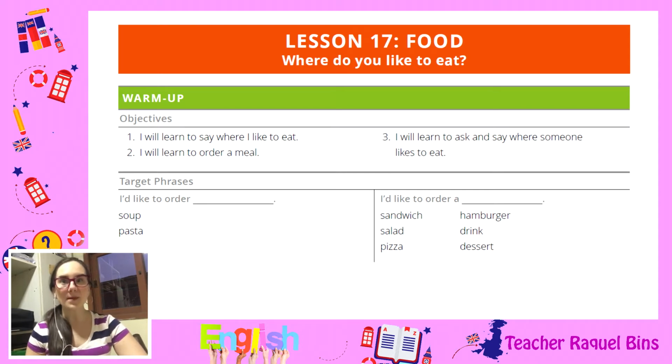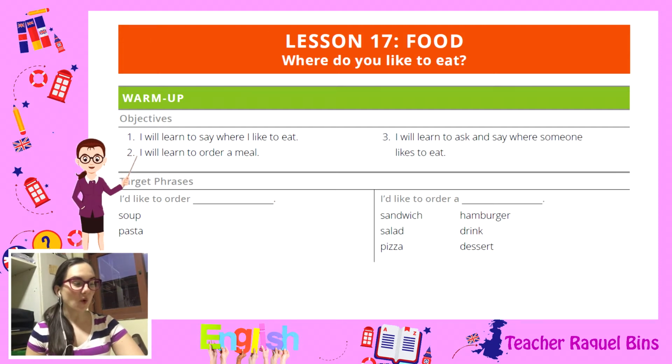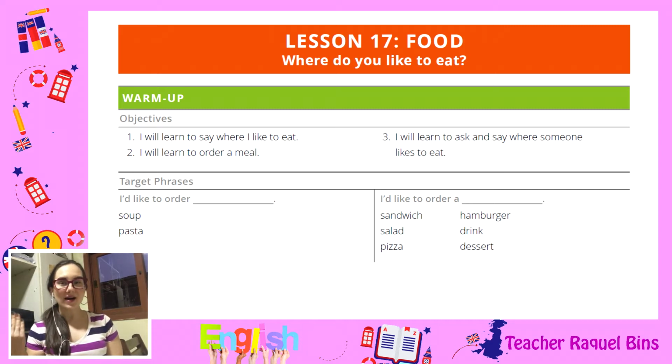Let's read the objectives of the class. Number 1. I will learn to say where I like to eat. Number 2. I will learn to order a meal. Number 3. I will learn to ask and say where someone likes to eat. So, number 1. I will learn to say where I like to eat.